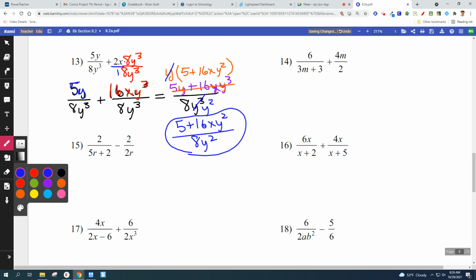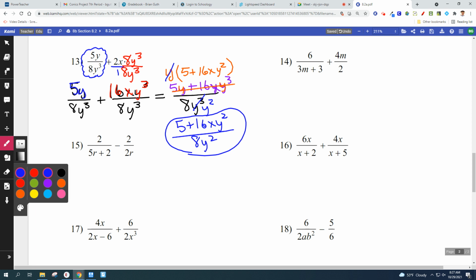Now, one thing I probably should have showed you, see how we canceled out that y? I could have saved myself some time if I had noticed that in the first step. If I had canceled out that y here in that first step, I wouldn't have had to cancel it out in the last step. So I guess the moral of the story is if you can reduce, as soon as you can reduce, reduce. All right?